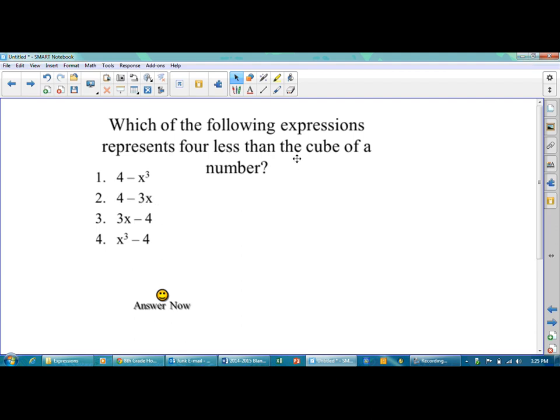The cube of a number. Well, to be cubed, remember from the previous lesson, means it has to be to the third power. So it's not this because that's just 3 times. So it has to be choice 4.